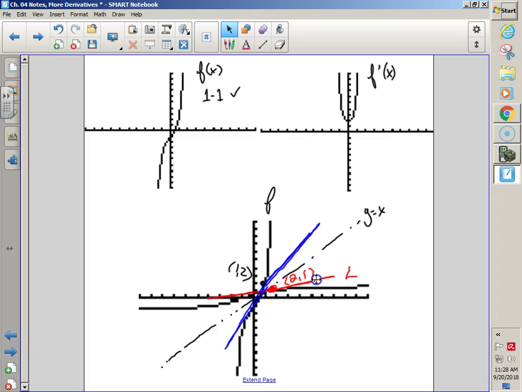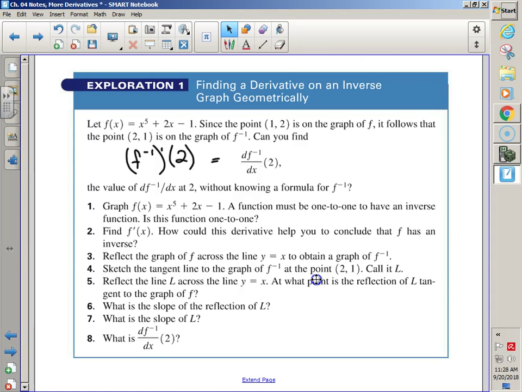And the answer is no. How are the slopes related? Where are we up to now? Sketch the tangent line at (2, 1), reflect the line across. It hits at (1, 2). What is the slope of the reflection of L? What is the slope of L? How do I know the slope of the reflection of L?